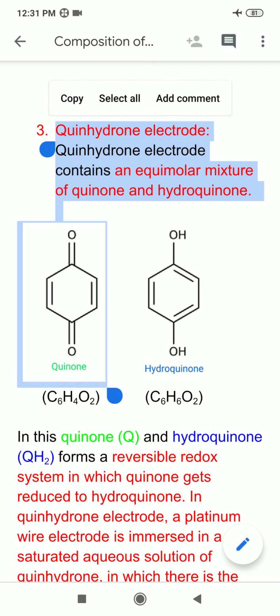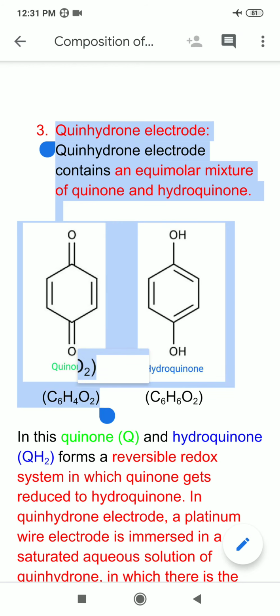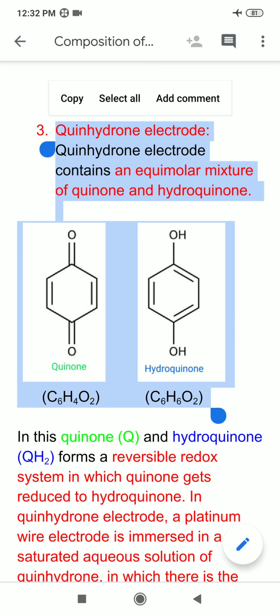You can see in this diagram, if in a benzene ring we are having two keto groups at 1,4 position, then it becomes quinone and it is having formula C6H4O2. So this is quinone. Now what is hydroquinone? You can see in the second picture, if benzene ring is carrying two OH groups at 1,4 position, then it is hydroquinone. So it is having formula C6H6O2.